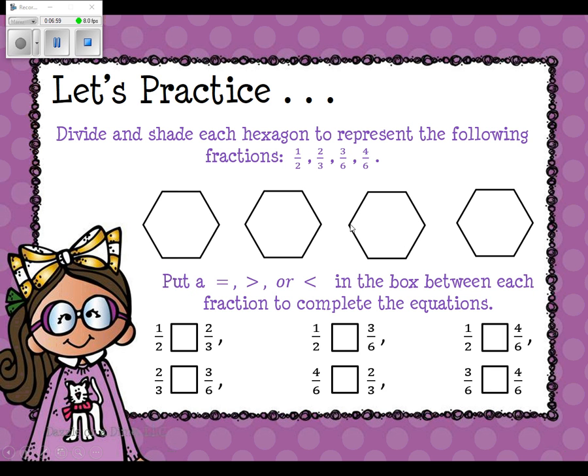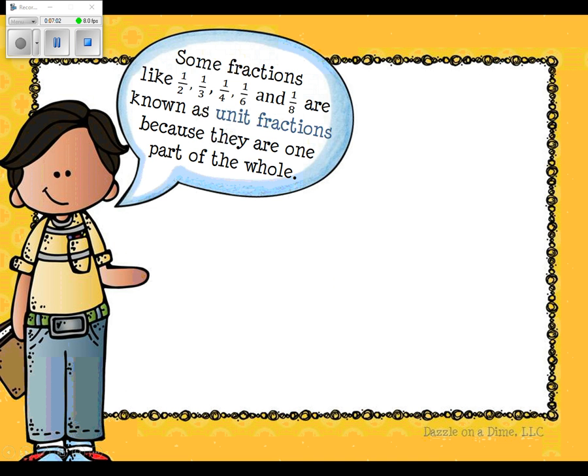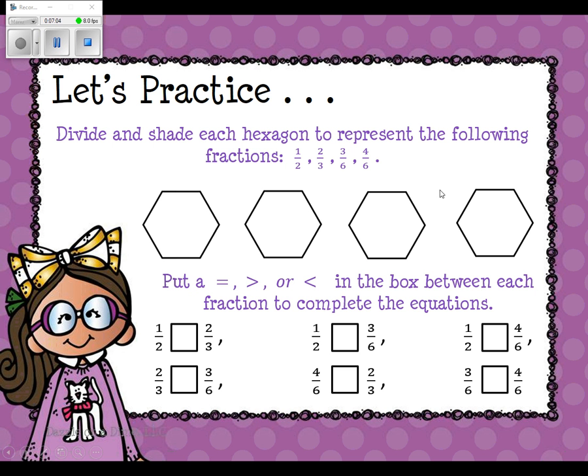3/6 is easier. You're going to draw a line across here. Oops, I went too far. Draw your line across, and then do your 3 triangles at the top and color those in. Those are each 1/6. And this one's supposed to be 4/6. I'm going to draw a line across here, and you would draw 3 triangles at the top, and then 3 triangles at the bottom, and you would color in 1, 2, 3, 4. Then after you get those shaded in, you're going to put an equal sign, greater than or less than in the box between the fractions to complete the equations.